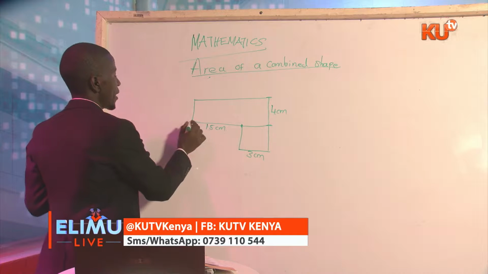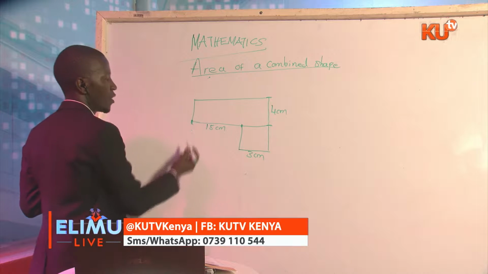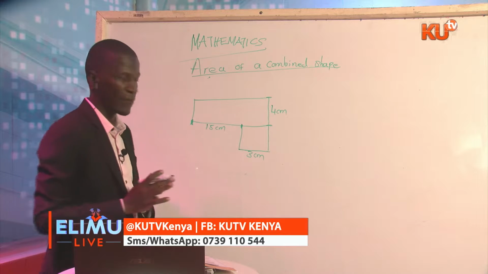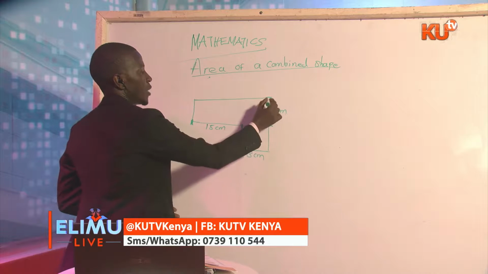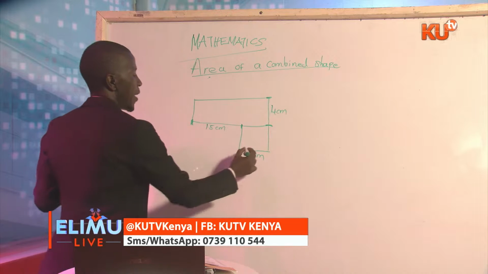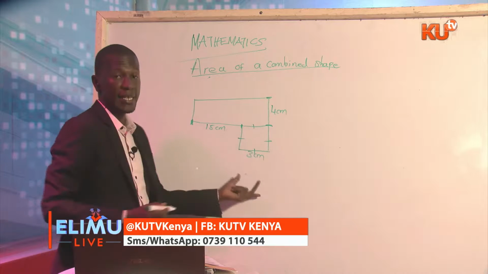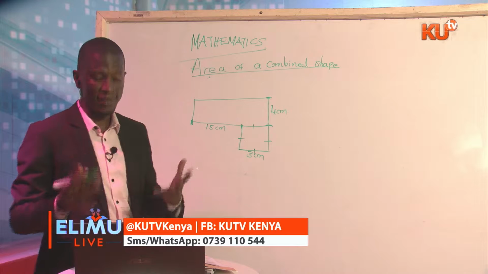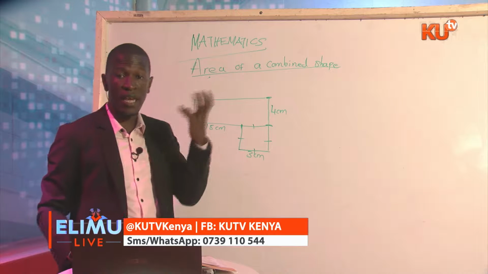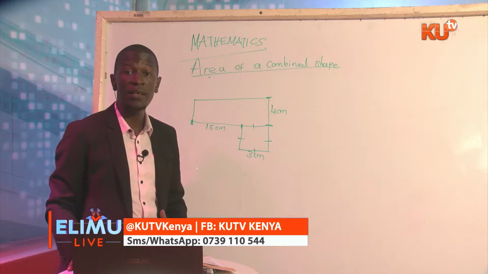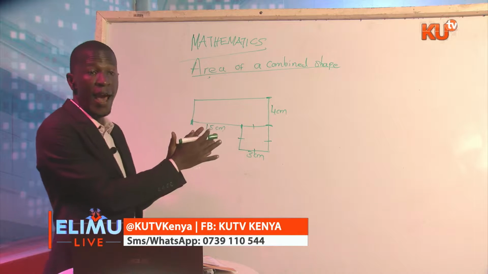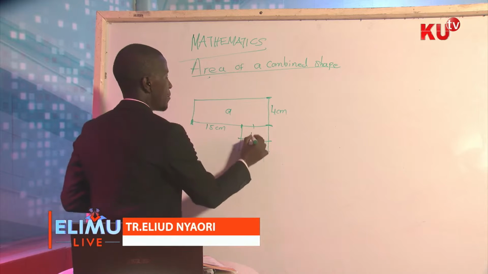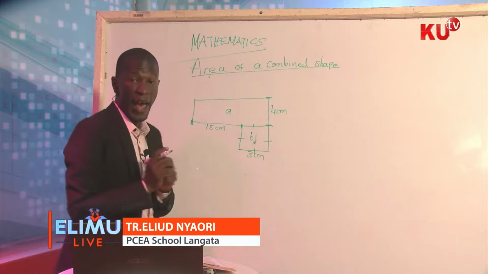Boys and girls, I want us to pay attention to this question. From this point to this point is equal to 15 centimeters. From this point to this point is 4 centimeters. Then the length of the square is 3 centimeters. Now in such a question, don't hurry in answering it. You need to think. That's why we have critical thinking. Identify the shapes which are there. They are two. That is A, which is the rectangle, then B, which is the square.